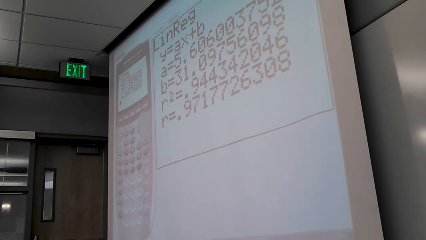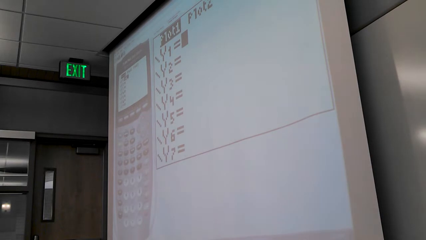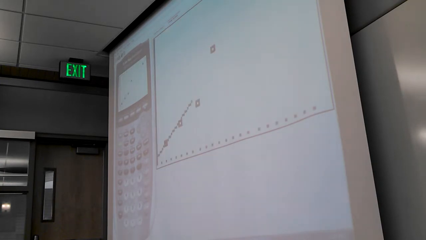So go to y equals. So it'll be 5.6x plus 31.1. Graph. And there's my graphical average. Kick ass.